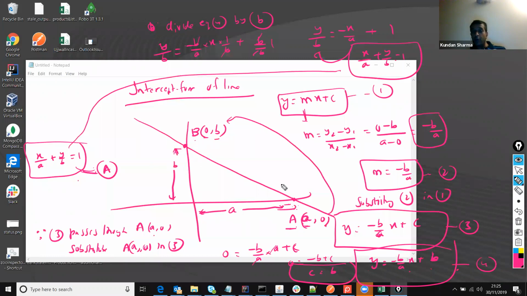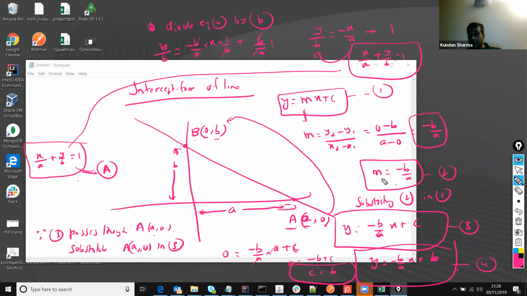So now I know 2 points, and if I know 2 points, I can find out the slope of a line using the 2-point slope formula. So we have found the slope is minus b by a. Then we substitute this minus b by a in this equation, right? You can say that substituting 2 in 1. If this question comes in the exam, you have to show the working. And I have not written very big English statements, all I have written is simple statements, 1, 2, 3, 4, substituting 2 in 1, substituting 3 in 1, something like this. So you have to write like this.